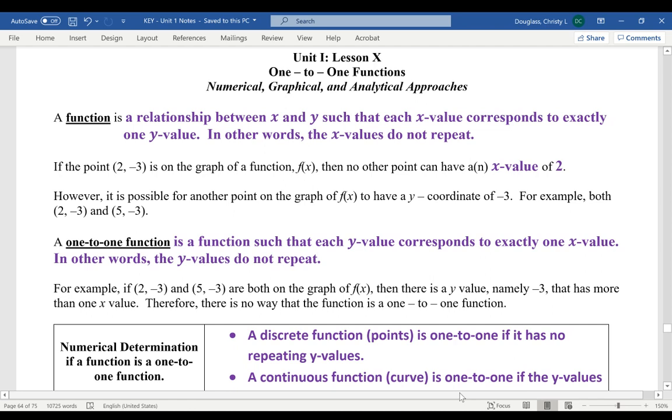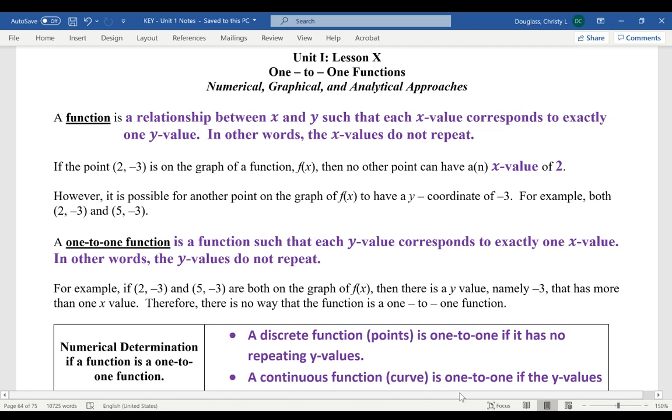In this lesson, we're going to learn about something called one-to-one functions. And we're going to approach this from three different angles. We're going to look at this topic numerically, graphically, and analytically.